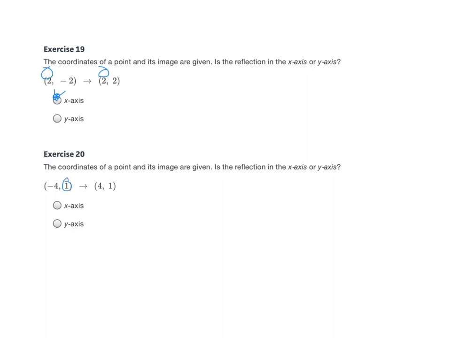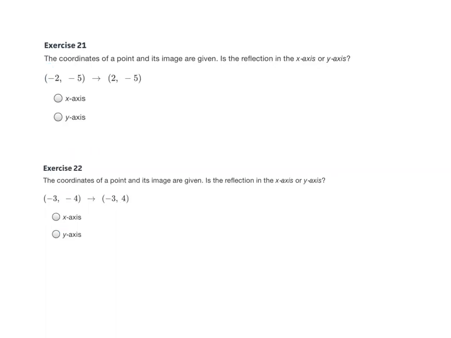On the second one, the y's stayed the same. That's a reflection over the y-axis. On this part here, it's the y's that stayed the same. So it's a reflection over the y-axis. And on the last one, the x's stayed the same. It's a reflection over the x-axis. That does it for the homework from last night.